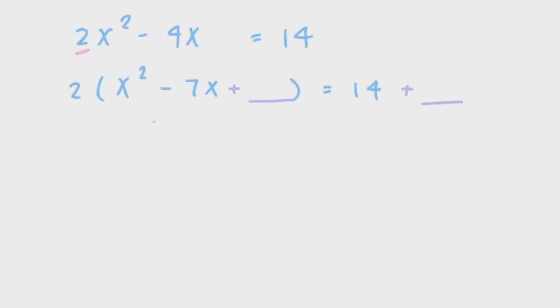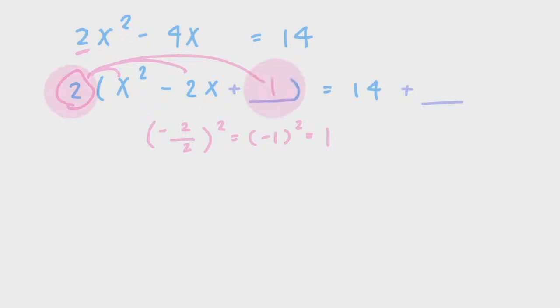Okay, so to find our c value, that'll be negative 7. Oops, sorry, not negative 7. Negative 2. So negative 2 over 2 squared. So that'll equal negative 1 squared, which is equal to 1. So we're adding 1 on the left, but since we factored out this 2, we would have to distribute it back into the problem. So what we're really adding is a 2. So we want to multiply the c value, so this number, by whatever we factored out. So 2 times 1 is 2, and that's what we're going to add on the other side.